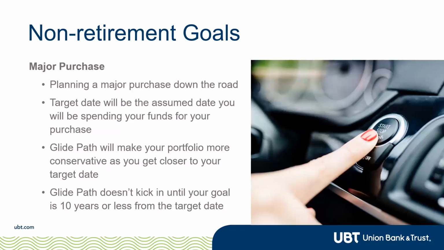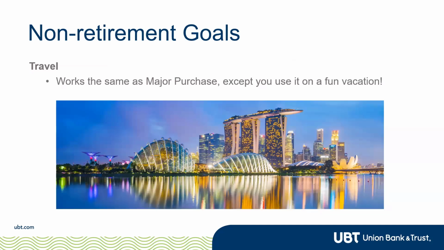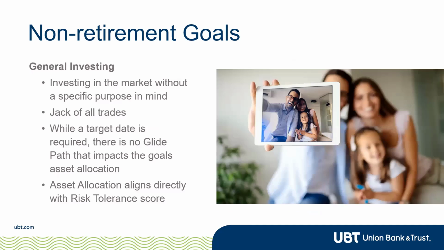Then there are 4 non-retirement goals. Major purchase is designed to use towards a major purchase down the road, such as a new car or a down payment on a new house. The glide path kicks in when you are less than 10 years from the target date. The glide path will naturally take you down to a more conservative portfolio. The travel goal works the same as major purchase, but you get to use it on a fun vacation.